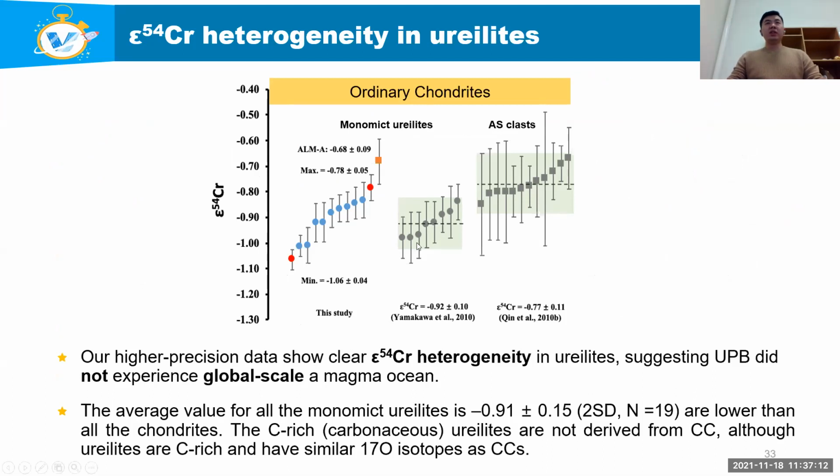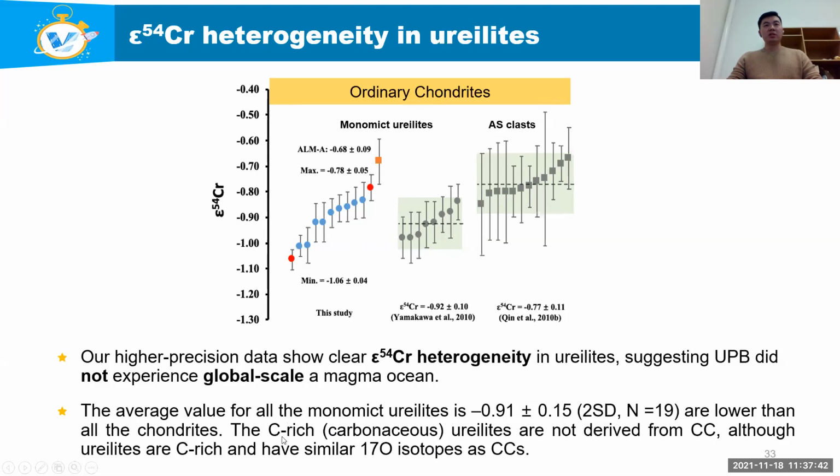And in this figure, the blue circles and the blue squares are from the literature data. So I think it's mainly because their precision was not high enough. So before, they did not distinguish this chromium isotope heterogeneity. And the average value for all the monomict Ureilites is minus 0.9, lower than all the chondrites.